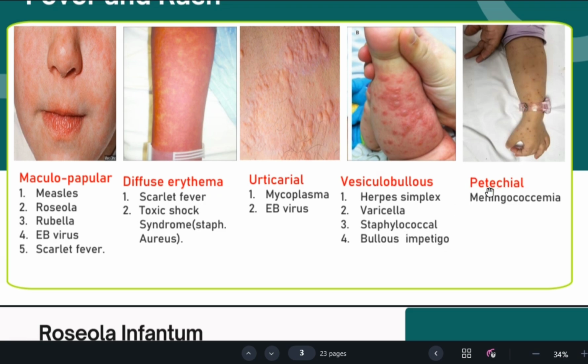Fifth type of rash is petechial rash, a pinpoint small red discolored skin rash. We see this type of rash in meningococcemia.